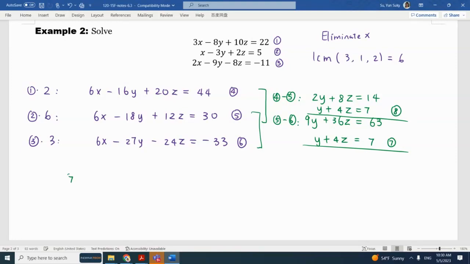What does that mean? Well, if you use equation 7 minus equation 8, you just get 0 equals 0. Infinitely many solutions. See? It's the same thing. It means it's the same line. So we get infinitely many solutions.